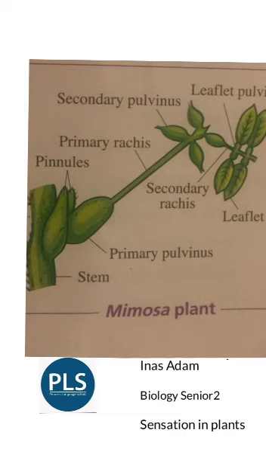Before talking about the sensitivity or responsiveness of the mimosa plant to touch and darkness, let's study its morphology or its external appearance. The mimosa plant consists of primary rachises which carry 4 secondary rachises at their end, and the secondary rachises carry leaflets which are arranged into rows. Leaflets, secondary rachises, and primary rachises end with a pulvinus which acts as a joint during touch and darkness.